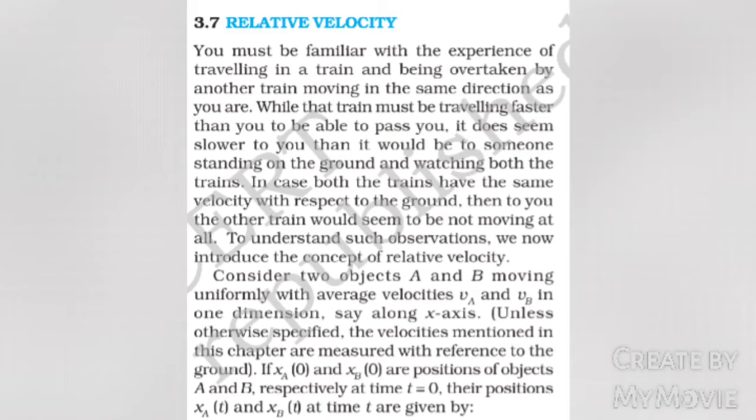In case both the trains have the same velocity with respect to the ground, then to you the other train would be seen to be not moving at all. To understand such observations, we now introduce the concept of relative velocity.